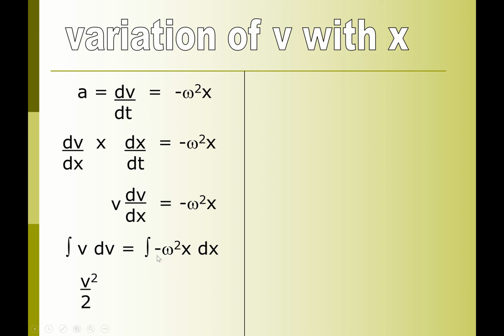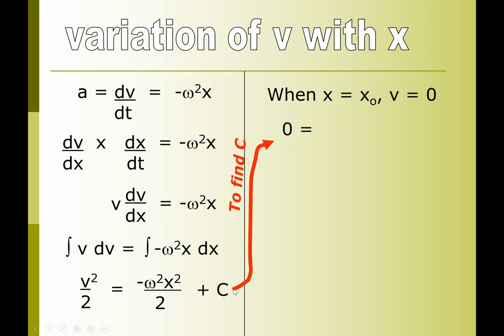For the integration of negative omega squared x with respect to x, omega is constant, so we get negative omega squared times x squared per 2, then plus c, the constant. Next, we are going to determine the constant c. When x equals x naught, the maximum displacement, v is equal to 0. We substitute these two values into the equation to determine the constant c.